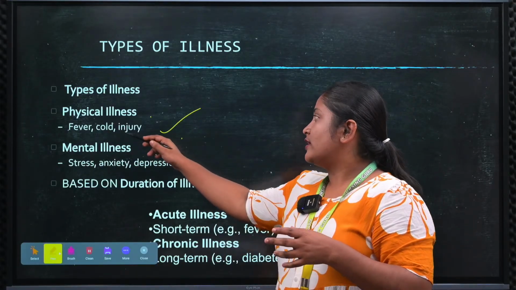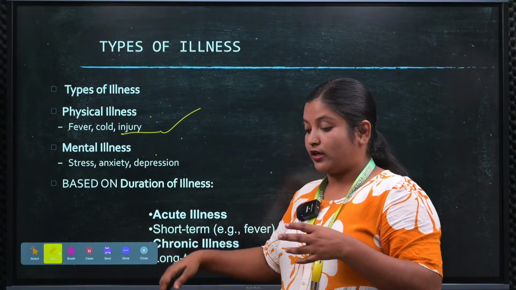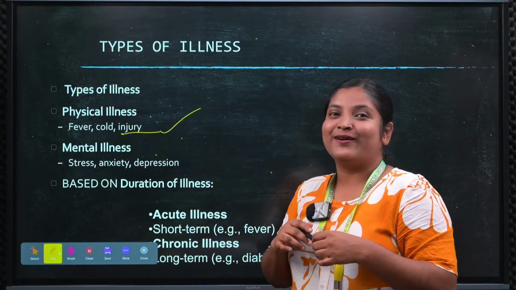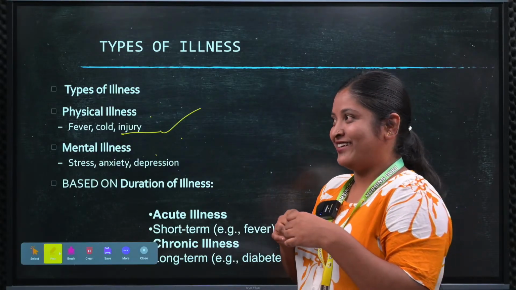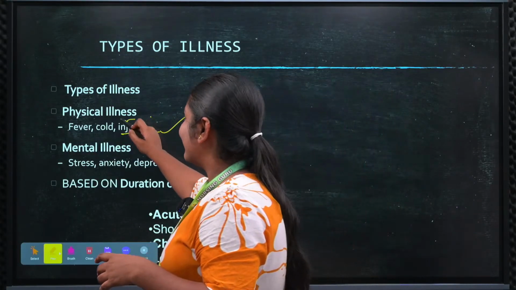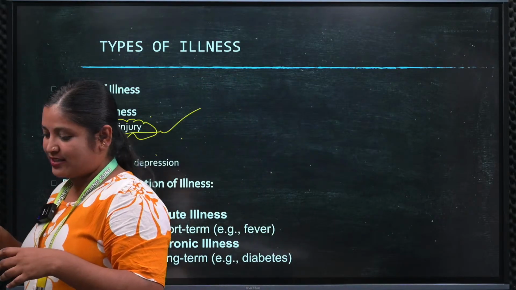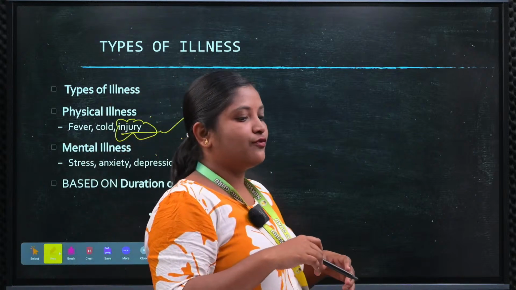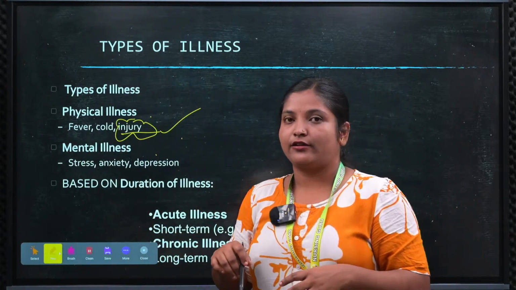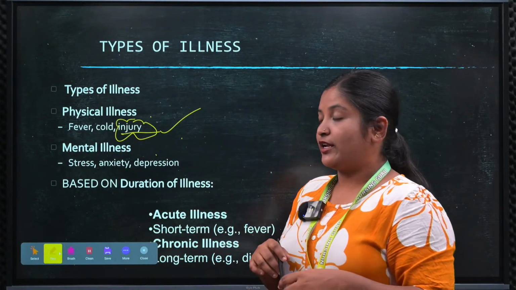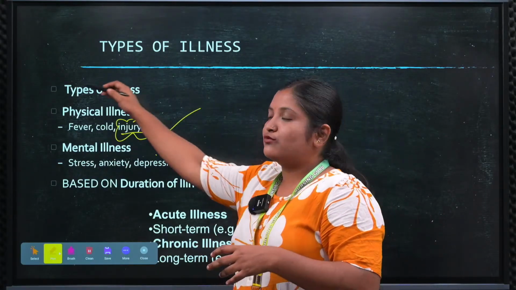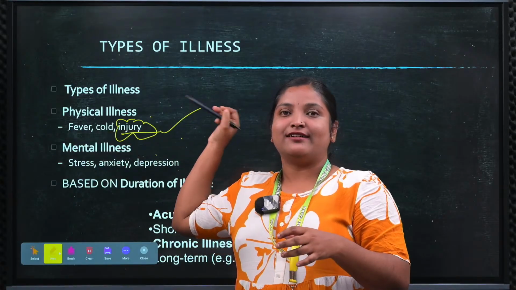And the next one is injury. Injury means any kind of accident or any kind of sudden fall which may lead to a fracture of your bones, or any kind of disability which may lead to an inability to do the function. Those kinds of things come under physical illness.